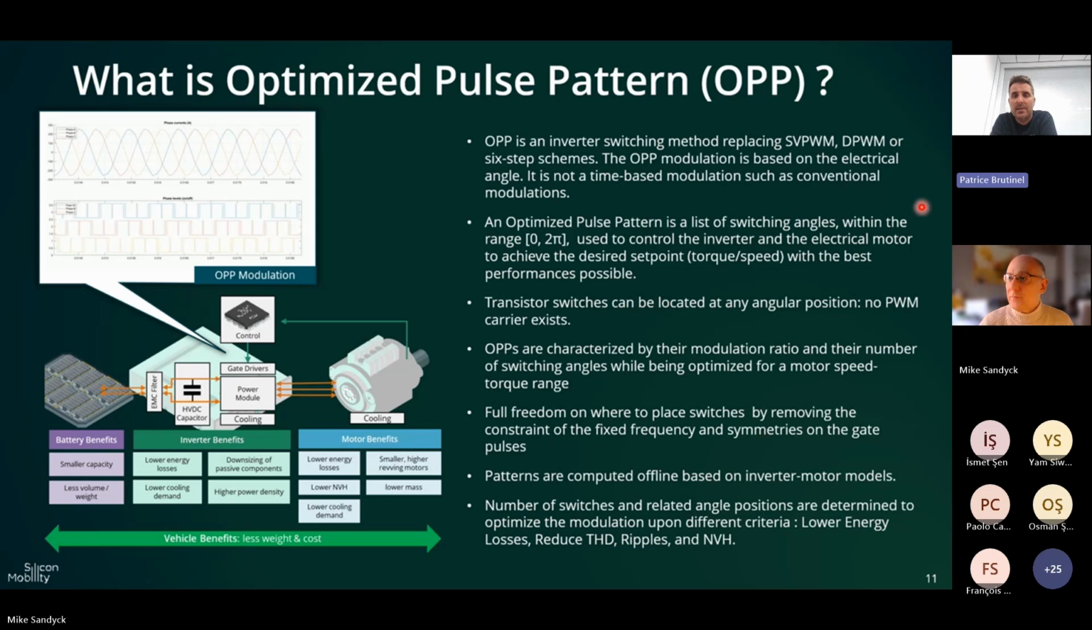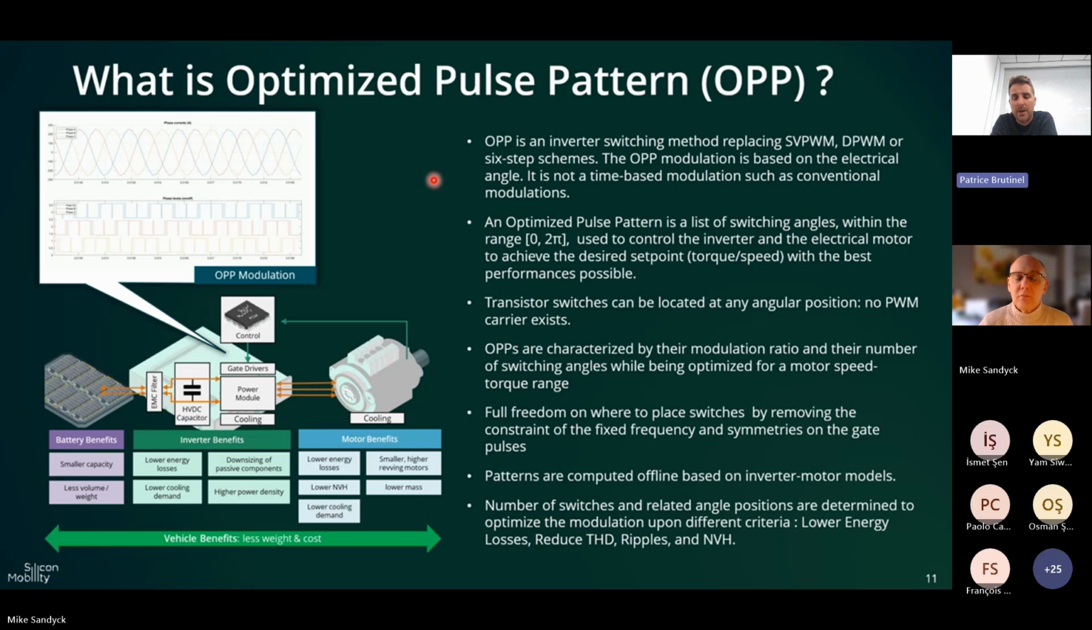So what is the OPP that we have successfully implemented on the ACS? OPP stands for Optimized Pulse Pattern. It's a modulation technique that you can compare with the legacy modulations that you find today on the market, which are SVPWM, DPWM, or six-step full wave methods, which are all time-based modulation. The OPP differs in that it's an angle-based modulation.